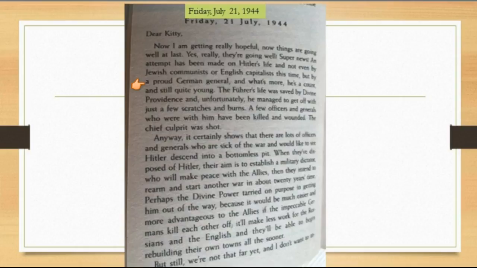The Fuhrer's life was saved by divine providence, and unfortunately he managed to get off with just a few scratches and burns. A few officers and generals who were with him had been killed and wounded. The chief culprit was shot. Anyway, it certainly shows that there are lots of officers and generals who are sick of the war and would like to see Hitler descend into a bottomless pit. When they've disposed of Hitler, their aim is to establish a military dictator who will make peace with the Allies. Then they intend to rearm and start another war in about 20 years' time.